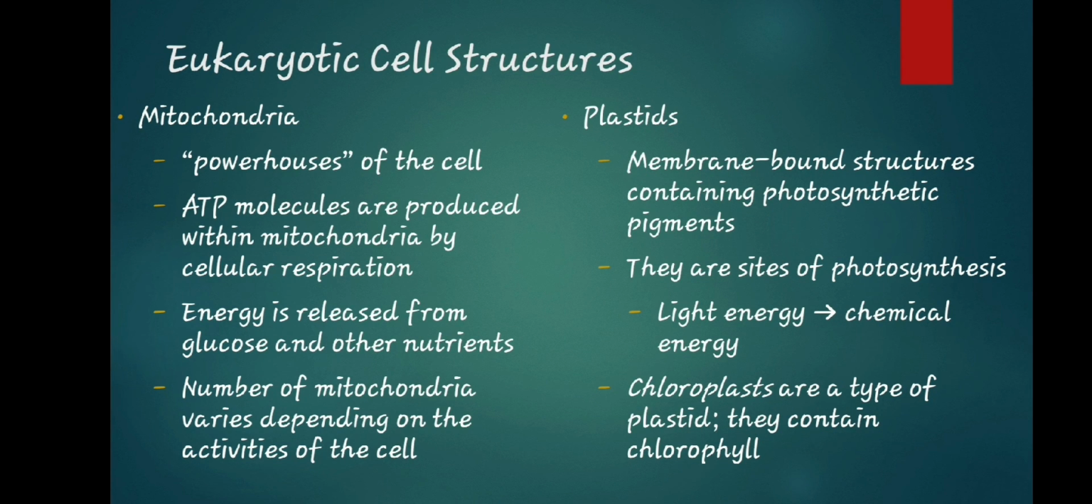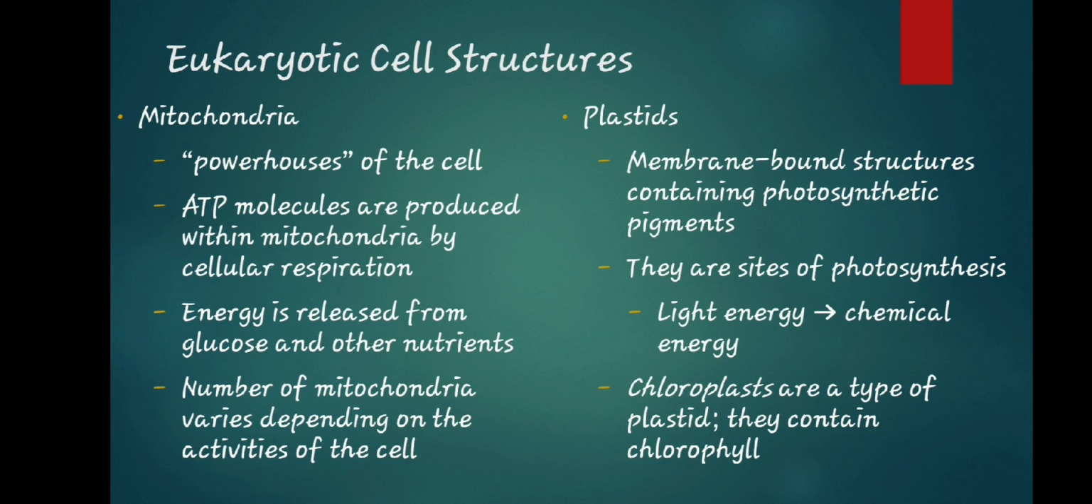Next is the mitochondria. Mitochondria is also known as the powerhouse of the cell or energy factory. It is where ATP, or adenosine triphosphate molecules, are produced within mitochondria by cellular respiration. Mitochondria vary depending on the activities required by the cell. One of the activities is when energy is released from glucose and other nutrients.